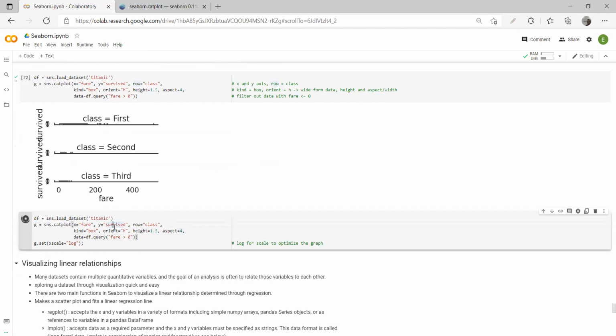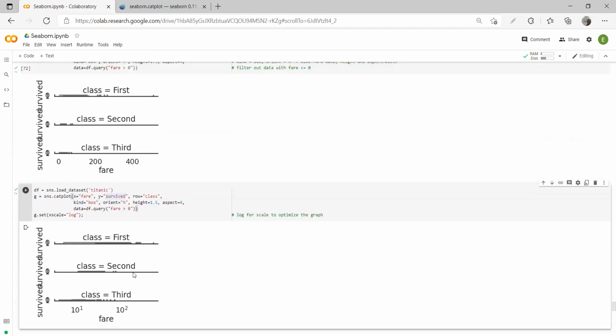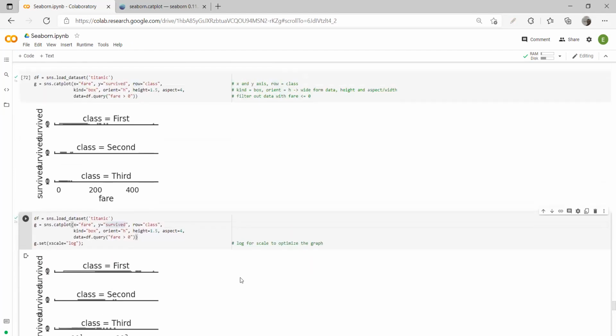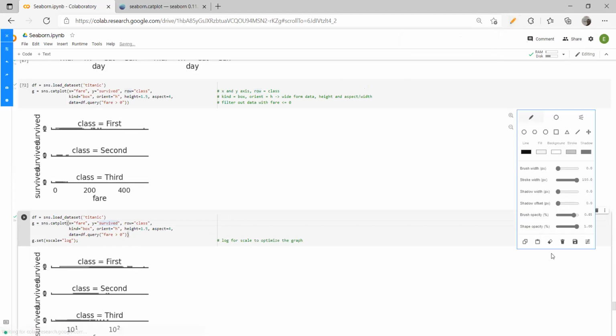So in the next example over here, since it was comparatively less visible, even this is not that visible, what we have done over here is the same example as above. X-axis is survived, y-axis is class. It's a box plot. We are putting boxes like this.